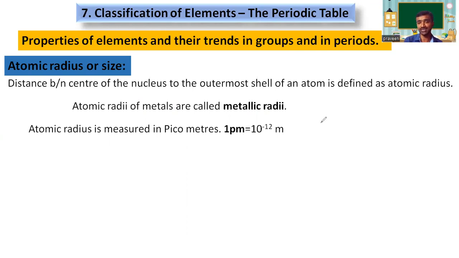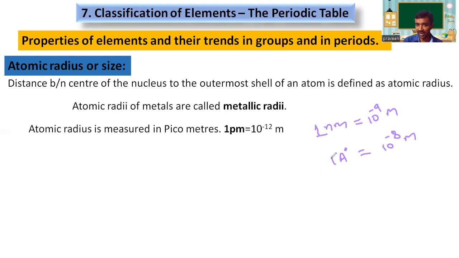Sometimes you may express these as nanometers also. 1 nanometer is equal to 10 to the power of minus 9 meters. Sometimes it may be given in angstrom units. 1 angstrom unit is equal to 10 to the power of minus 8 meters.